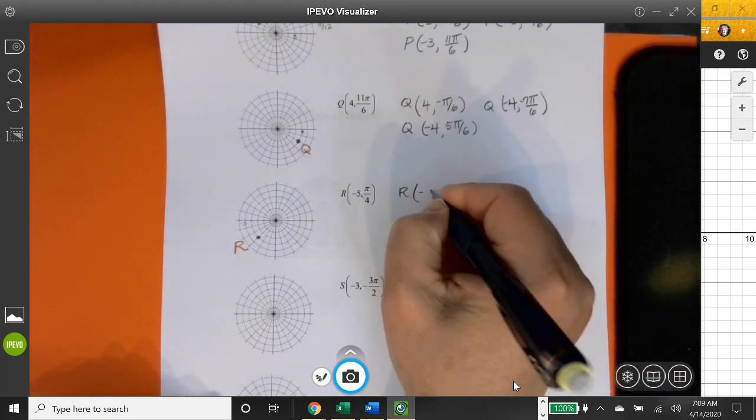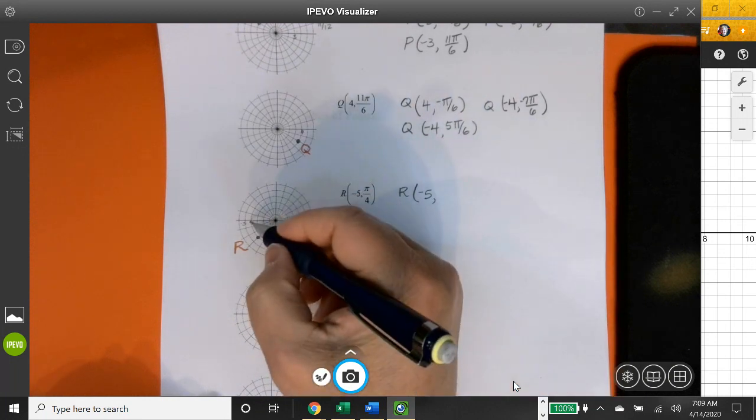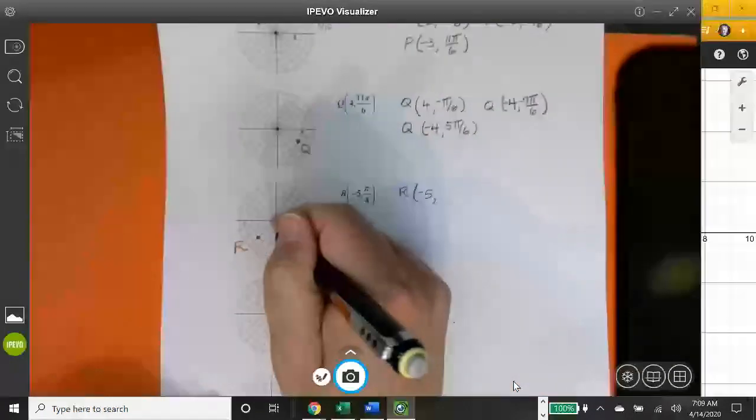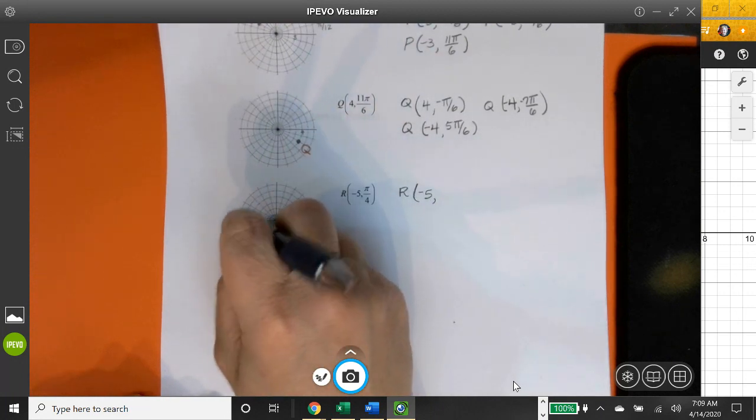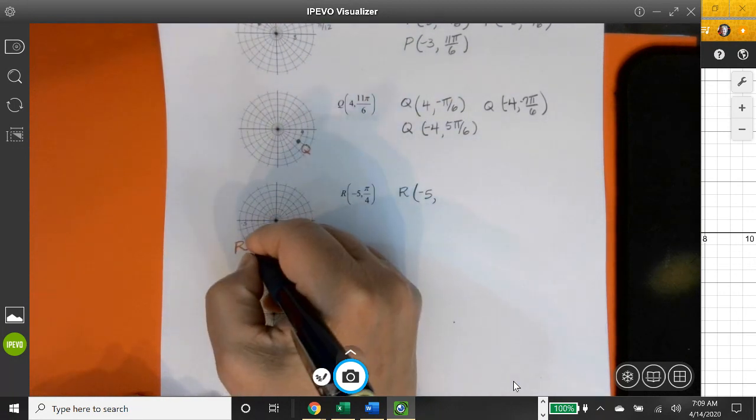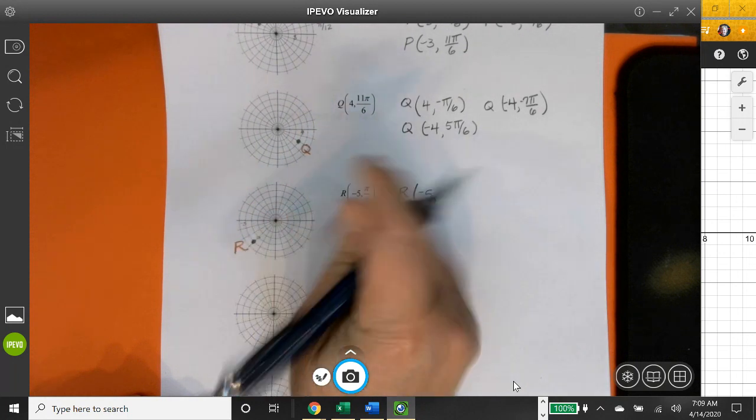All right, well, I could go out radially -5 and then rotate, oops, 1, 2, 3, 4. I put it on the 4 line. Mrs. Muller, wait, you put it on the wrong line.